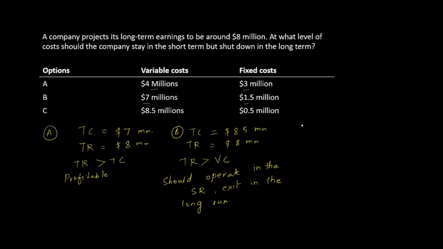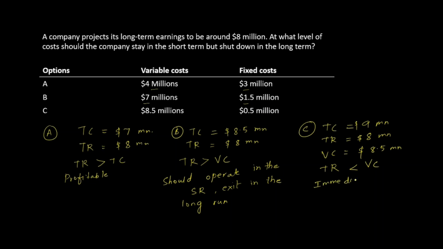Now look at the third option, option C. So in this case, what is my total cost? My total cost is 8.5 plus 0.5, which is very high, 9 million. And my total revenue is only 8 million. So definitely it is a loss. And what is my variable cost here? It is 8.5 million. So my total revenue in this case is less than my variable cost. So the firm should immediately shut down. If the firm is not even able to cover its variable cost, it should immediately shut down even in the short run and long run.